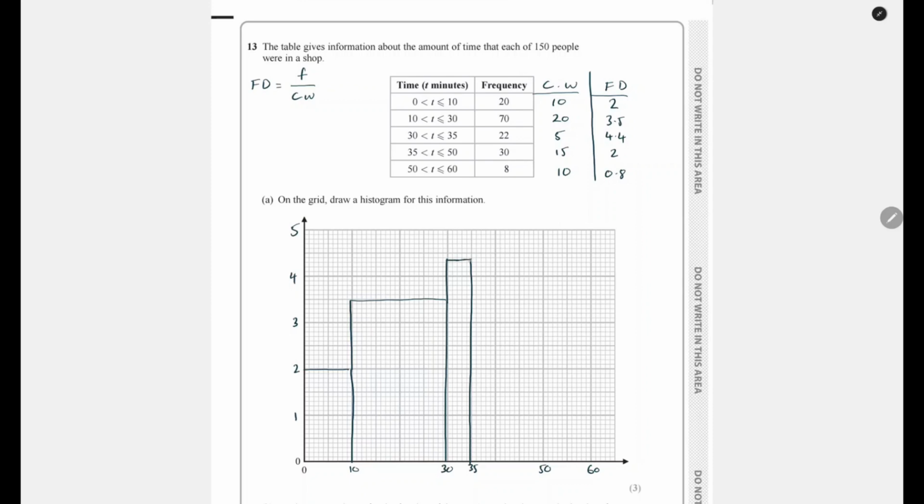Now, during your exam, you just make sure that you're using a ruler to be accurate. Between 35 and 50 is 2. And then between 50 and 60 is 0.8. So here. And that's our histogram drawn.